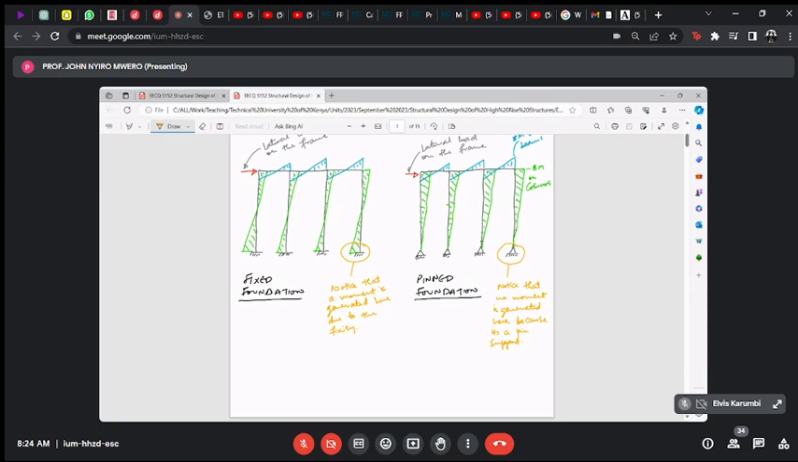If you think about the pinned foundation in the light of this thought, the pinned foundation is more flexible. So the rest of the frame is left to fully carry the resistance to the lateral force that is being applied. So you wind up with a slightly heavier frame.